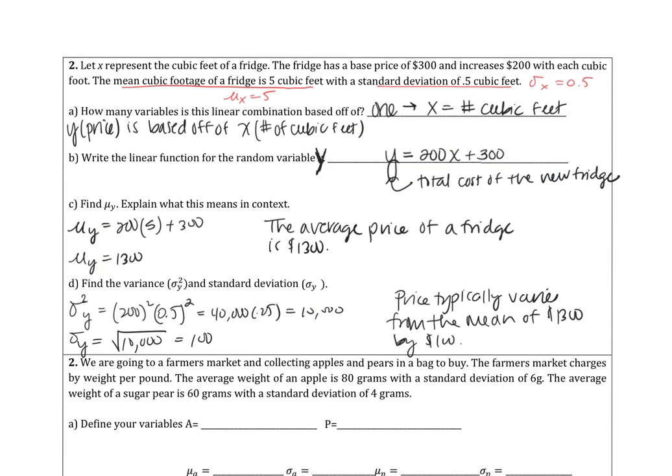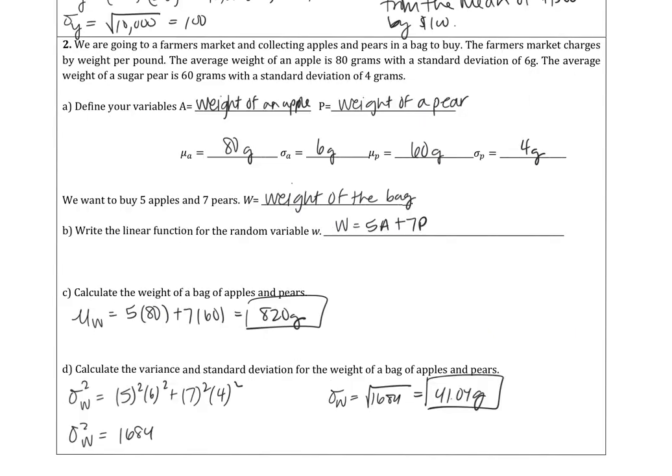All right. Why don't you pause this video, take a second to try example 2 on your own, then unpause and see if you got it correct. All right, let's read this example. So it says we're going to a farmer's market and collecting apples and pears in a bag to buy. The farmer's market charges by weight per pound. The average weight of an apple is 80 grams with standard deviation 6. The average weight of a sugar pear is 60 grams with standard deviation 4.